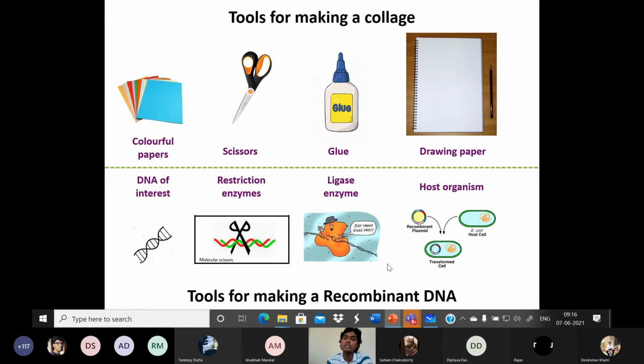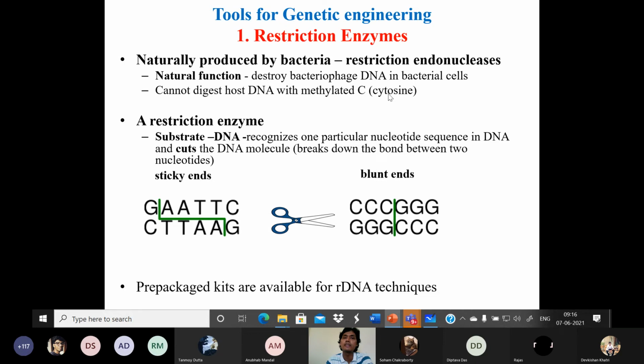So most of those things I already told you, but quickly I will go through it. Restriction enzymes are a special type of enzyme I didn't discuss yet, naturally present in some bacteria. Those are restriction endonucleases. Their natural function is to destroy bacteriophage DNA in the bacterial cell.